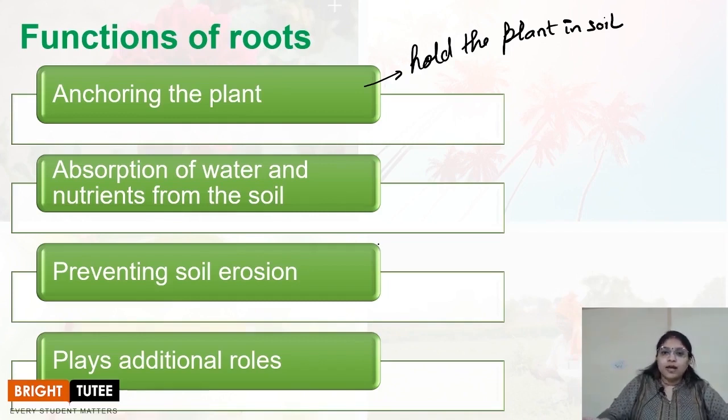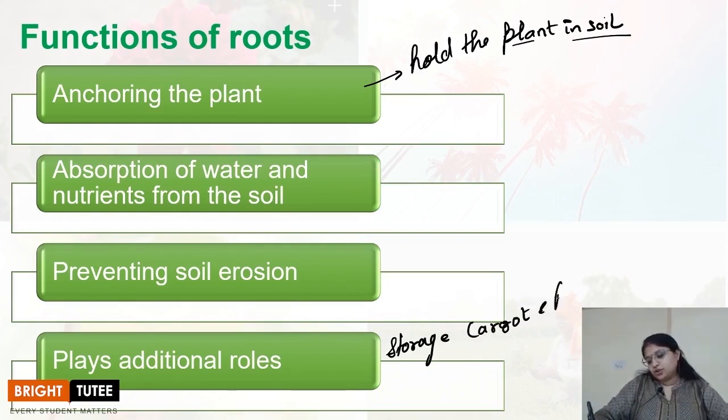Preventing soil erosion. Because it holds the plant in the soil, the root holds the soil as well. It holds it together and does not allow the soil to erode away. Additional roles can be storage, like carrot and radish, right? So in this way, we see that there are different functions of roots and why root is so important for the plant.